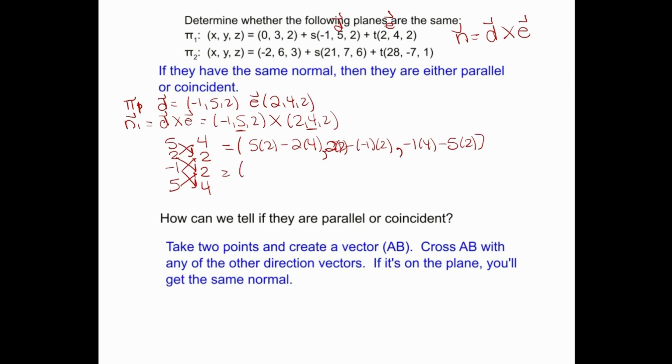So this gives us 10 minus 8, it gives us 4 plus 2, and it gives us -4 minus 10. So my normal for plane number 1 is going to be 2, 6, -14. Now I'm going to find the normal for the second one, and then we're going to see if they are actually parallel to each other.